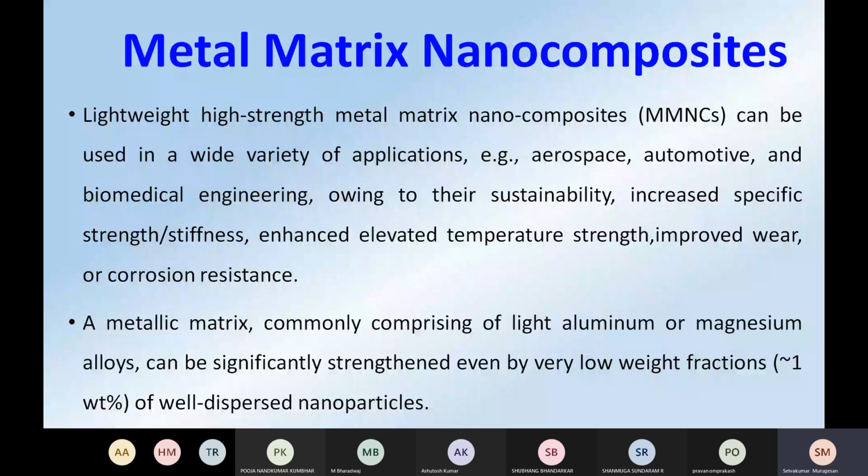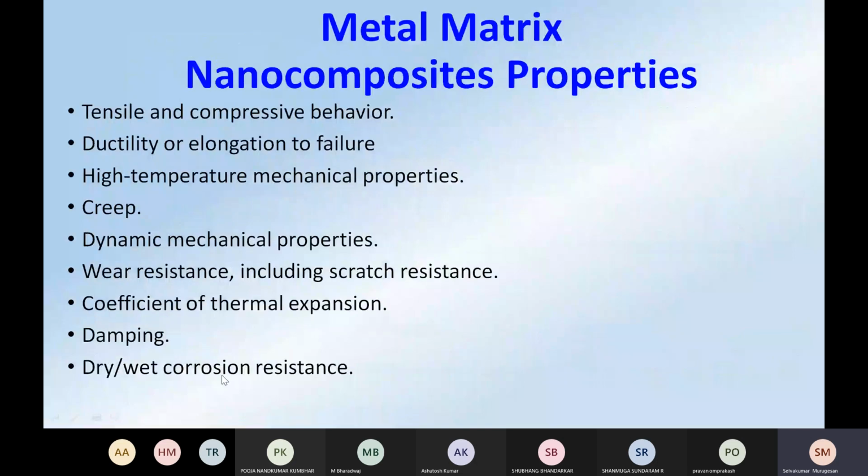These are a few of the important properties you get by preparing this metal matrix based nanocomposite. You'll have a combination of compression strength as well as tensile strength, and of course a very good ductile material, with high temperature mechanical properties. That means your metals can be used in high temperature, dynamic atmospheres, like dynamic mechanical properties.